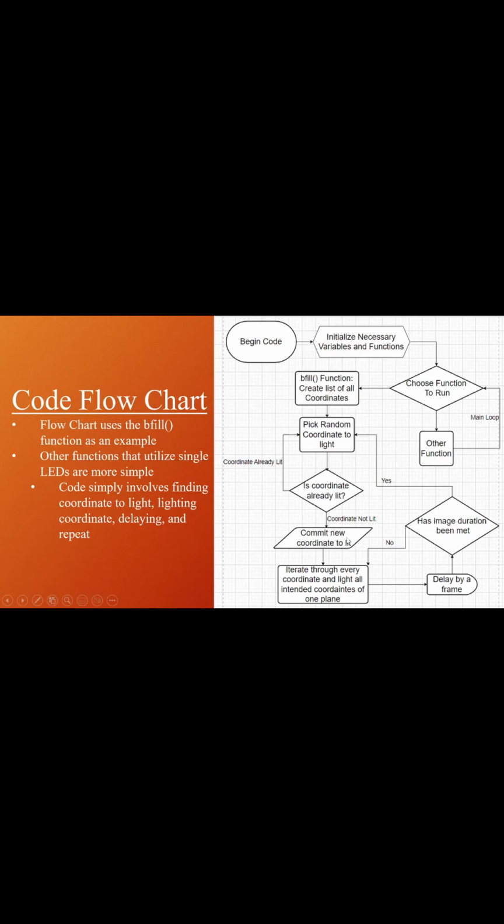We commit that new coordinate to lit on a list of all coordinates. We iterate through each layer one at a time, turning on all LEDs, creating a single image. Each time we turn on lights, we delay by a frame, faster than your eye can pick up. We keep cycling through until the duration of the image has been met. Once it is met, we pick another random coordinate to light, continuing through the code. When this is done, or if we choose not to do the bfill function, we can run any other function. This is where our main loop is.